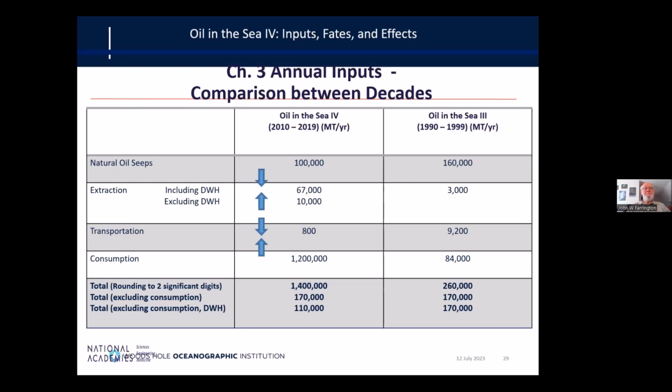For transportation, you make a comparison, we think there's been significant improvement in terms of curtailing oil input to sea from transportation problems. On the other hand, from the next category of consumption, we believe that there's been significantly more input. However, and we go through all the reasoning behind this, these are estimates with large uncertainty. We wish that wasn't the case, and I'll explain one of the challenges we face. And at the bottom, you can look at the significant figures, two significant figures, and what the various totals are, excluding consumption, and then excluding consumption and the Deepwater Horizon.